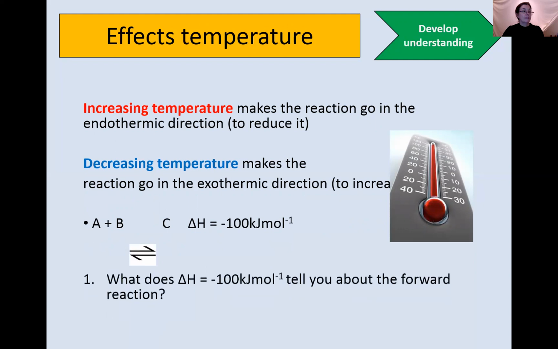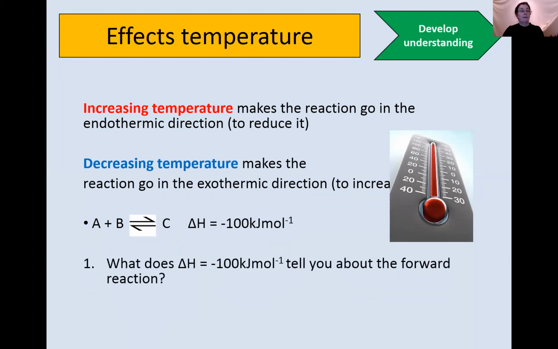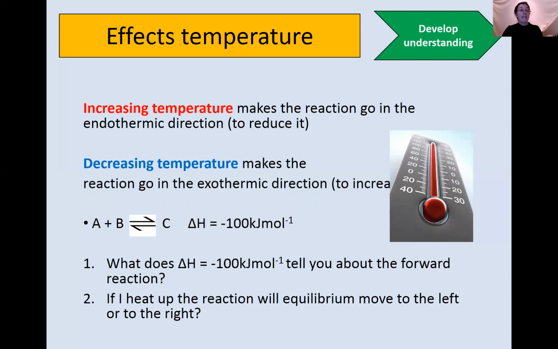So here we've got a system: A plus B goes to C. It has a delta H of minus 100 kilojoules per mole. What does the delta H of minus 100 tell you about the forward reaction? And if I heat up this reaction, will the equilibrium move to the left or to the right? Pause the video and answer those questions. Once you're done, we can move on.